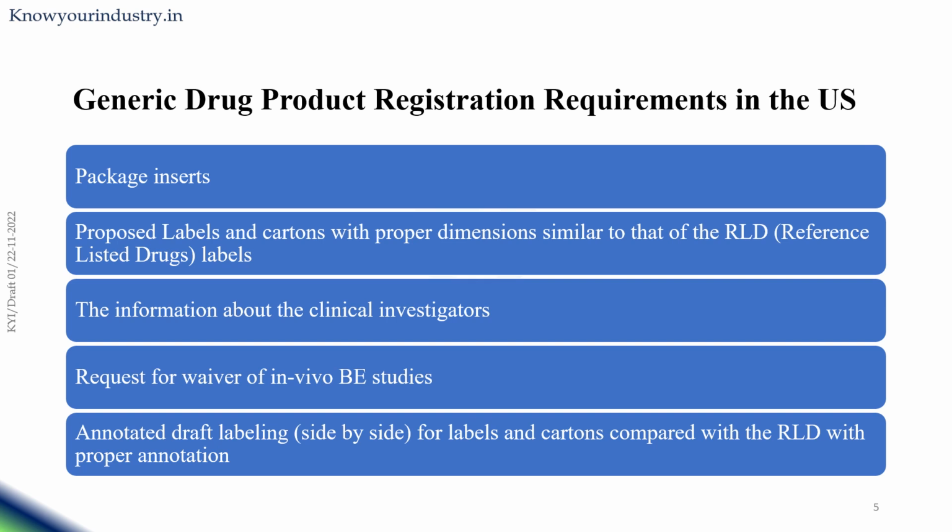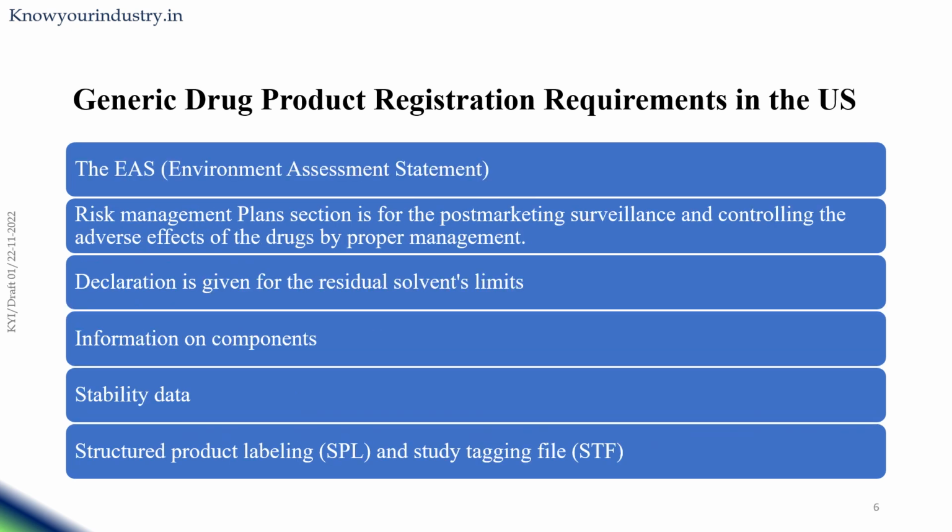Then, the request for waiver of in vivo BE studies is provided in Module 1. Annotated draft labeling, that is a side-by-side comparison for labels and cartons compared with the RLD with proper annotation, is provided. The Environmental Assessment Statement, that is EAS, or Categorical Exclusion Certificate, which is in compliance with the law of the EPA, that is Environmental Protection Act of the US, is provided.